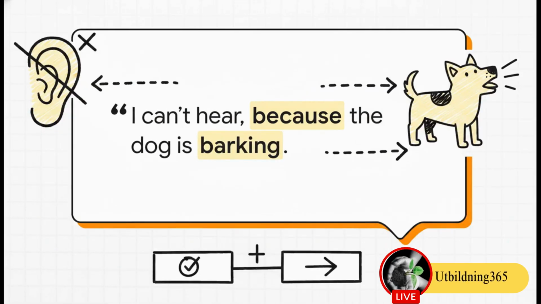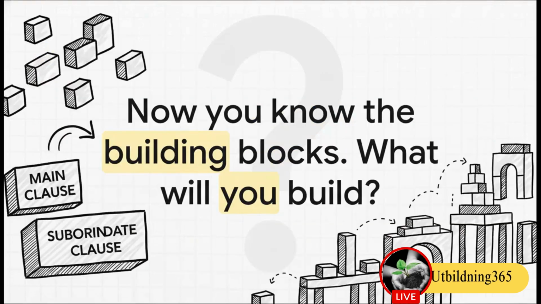After all this, it seems Lingo himself has perfectly summed up our whole lesson. I can't hear. There's our main clause, right? A complete thought. And why can't he hear? Because the dog is barking, and there's our subordinate clause, giving us that crucial extra piece of the puzzle. And really, that's the whole secret. Sentence structure isn't some big mystery. It's just about combining these two types of clauses, main and subordinate. So now you have the building blocks. The only question left is, what kind of sentences are you going to build?